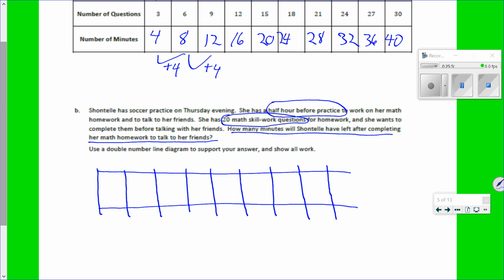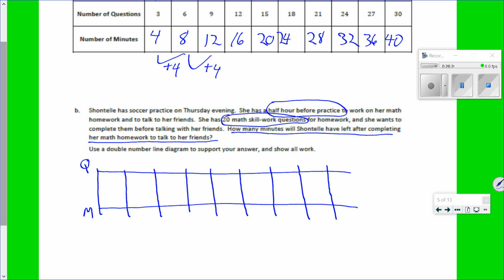So, what's the first thing that we got to do here for the double number line? Yes, Evan. What's that? Okay, we're going to label them. So what are we going to put on the top? Cameron. Q. We can put Q for questions. And then what are we going to put on the bottom? M for minutes. We can do that.